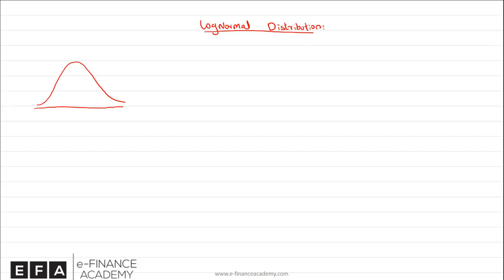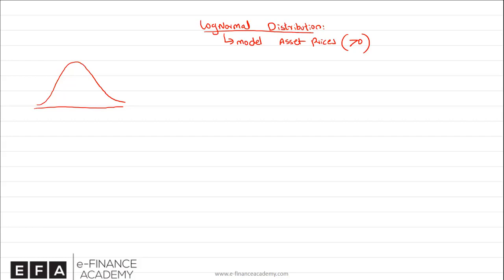And on the other hand, a log normal distribution is mainly used to model asset prices because they're always zero and above, always greater than zero. The asset prices will always be positive. So they're either zero or above.